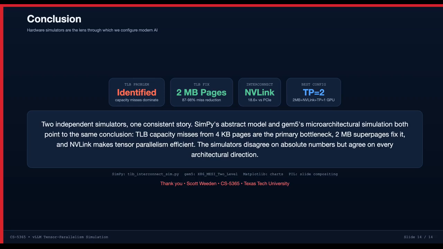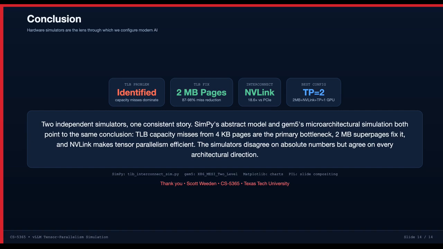And so the final conclusion is the optimal setup through the simulators will be NVLink interconnect. Unfortunately, this is not something that I can change if it turns out that PCI Express is the setup on the HPCC, and that is a potential snag on the setup. However, the super pages are something that we can change virtually, and through the 2 independent simulators, we get one consistent story.